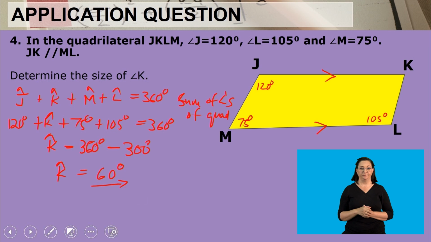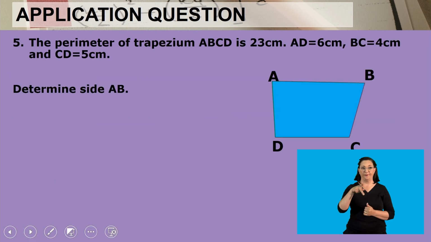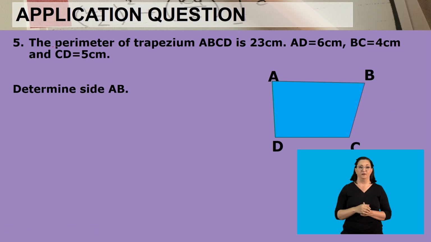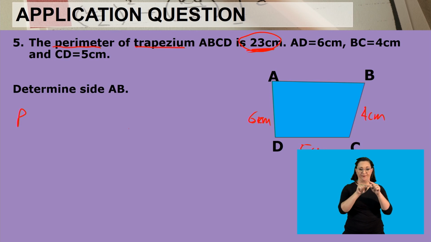All right, let's move on to the next question. The perimeter of trapezium ABCD is 23 centimeters. AD is 6 centimeters, BC is 4 centimeters, and CD is 5 centimeters. Calculate side AB. Remember, perimeter is the total distance around the given shape, so perimeter would be all the sides added together.